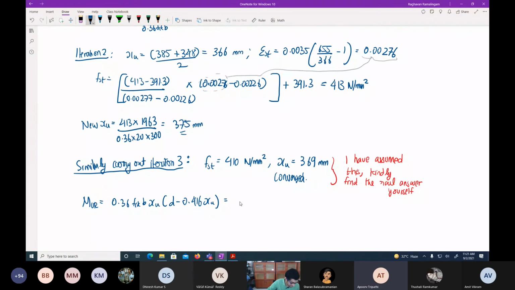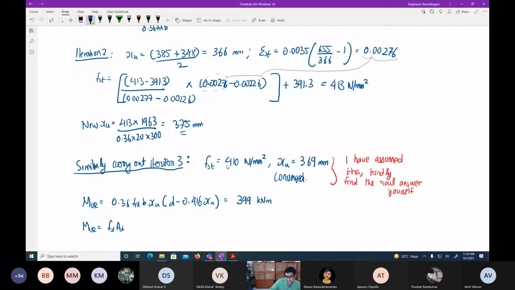How much? 399 kilonewton meter. 399, sir. Yes, sir. 399 kilonewton meter. Okay, so alternately, like somebody just said, you can use, instead of 0.87 Fy, if you see the previous problem, you would have used 0.87 Fy AST into D minus 0.416 XU because it was under-reinforced. This is over-reinforced, so you have to use rather FST AST, using the FST you found before.